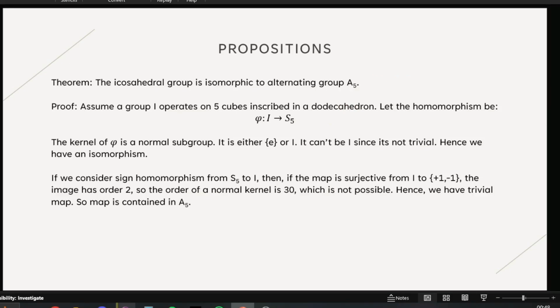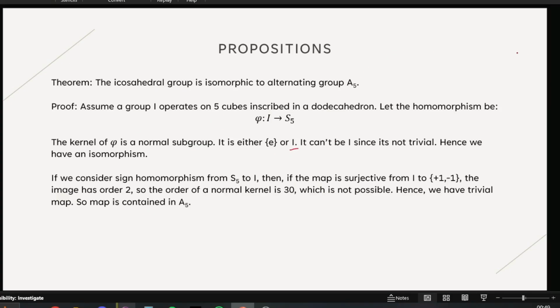Another result is that the icosahedral group is isomorphic to the alternating group A5. Assume the icosahedral group also has a dodecahedron. We will assume that there are 5 cubes inscribed in the dodecahedron. If I operates on 5 cubes, then we have a homomorphism from I to the symmetric group S5. The kernel is a normal subgroup, so it is either E or I, but if the kernel is the entire group, then we call it a trivial operation. But this map is not a trivial operation.